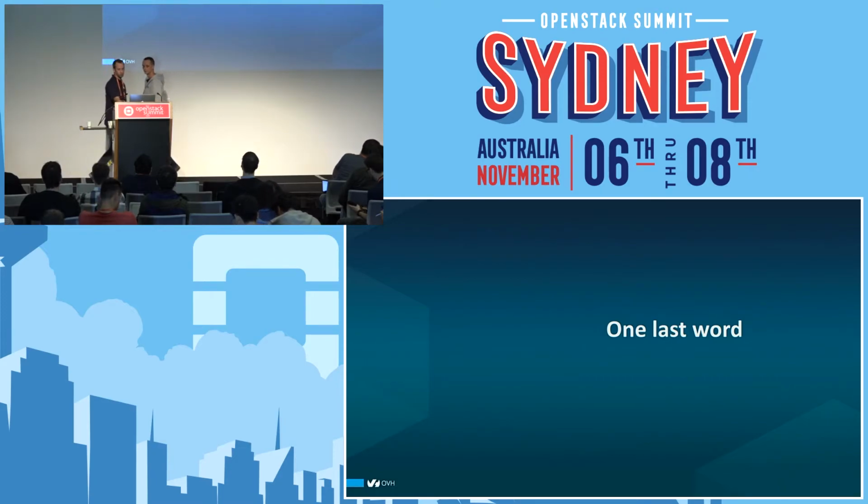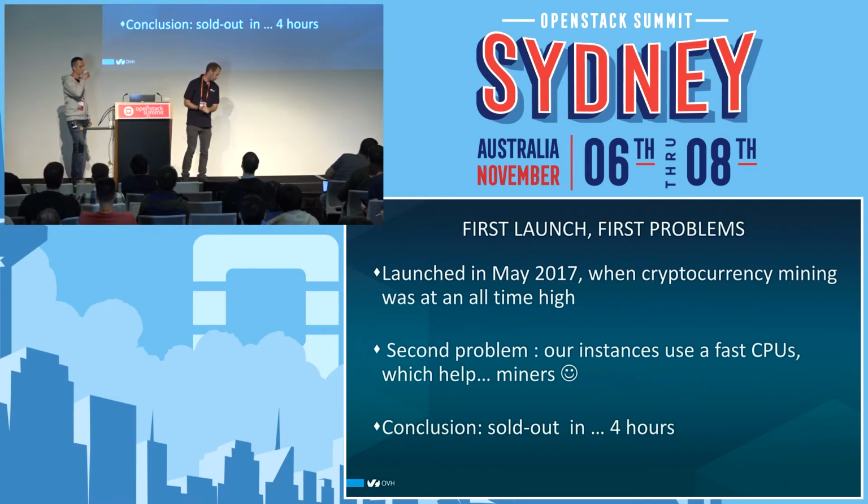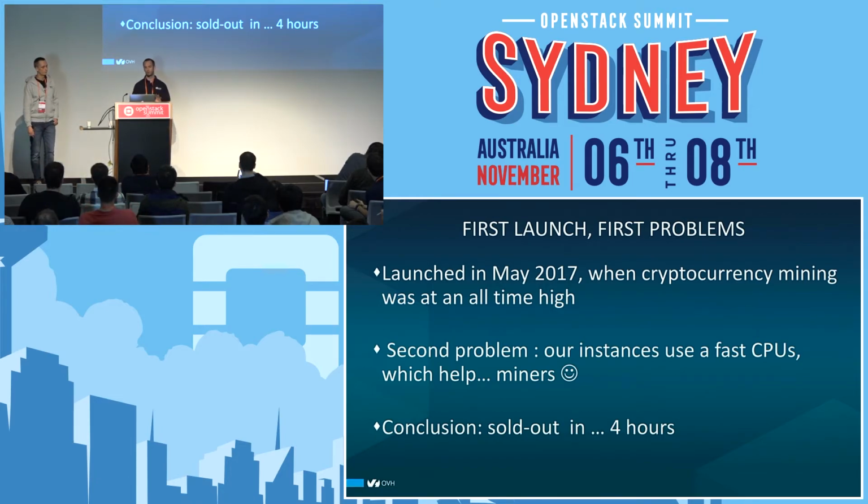So one last word, just to finish. We tried firstly with the 1060. We launched it in May 17, and the good idea was to launch it when cryptocurrency mining was at the highest level. Of course, we didn't check it before launching. The second problem was that our instances were given with a very fast CPU, which helped the miners a lot. So we were sold out in 4 hours.